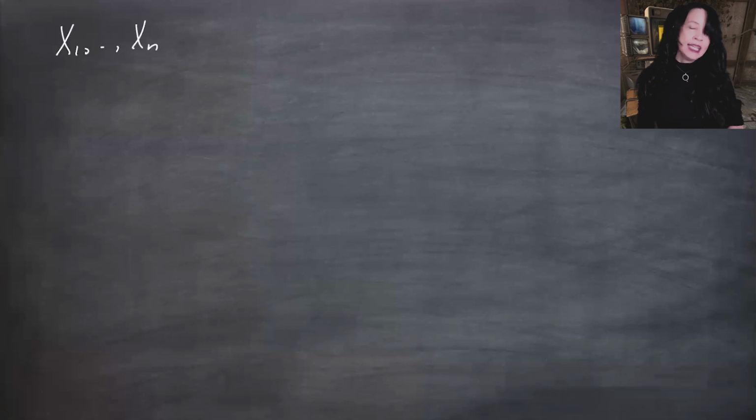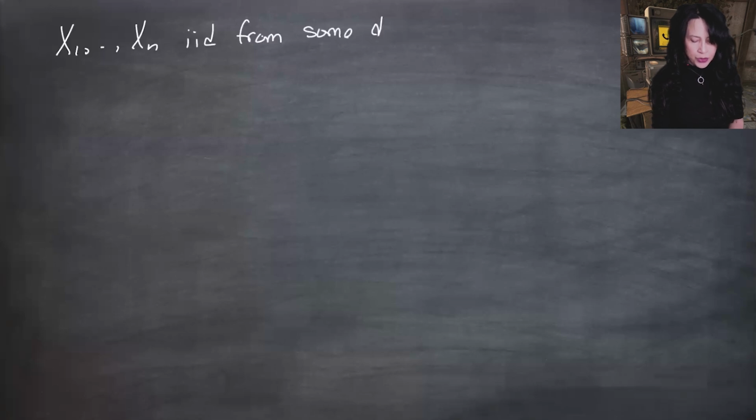So we have a random sample, presumably x1 through xn. Random sample means they're IID, independent and identically distributed. So they're IID from some distribution with a parameter, and our generic parameter is called theta.